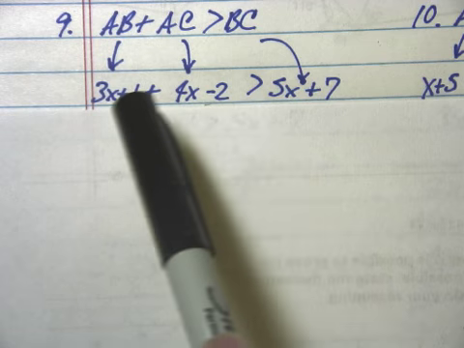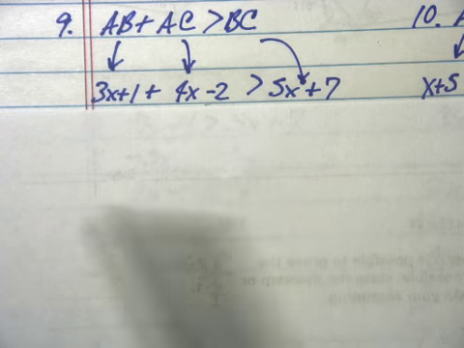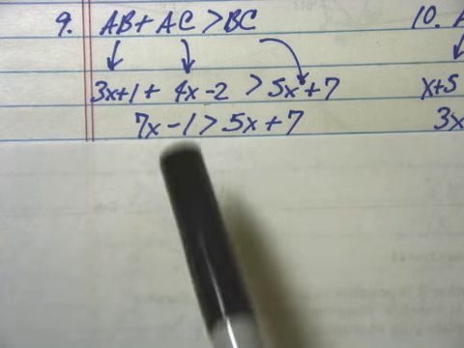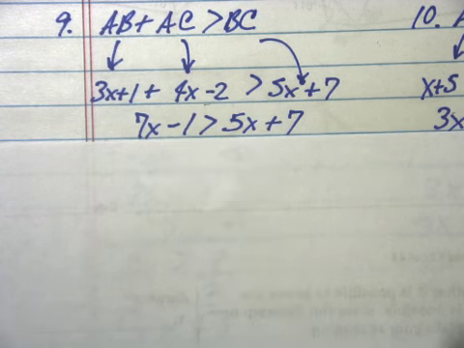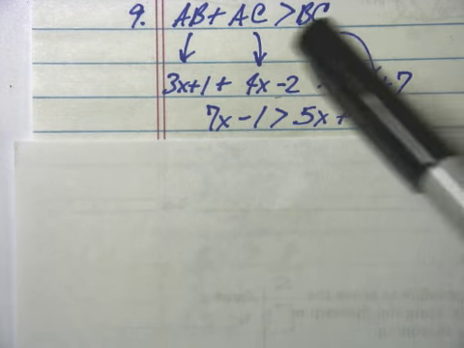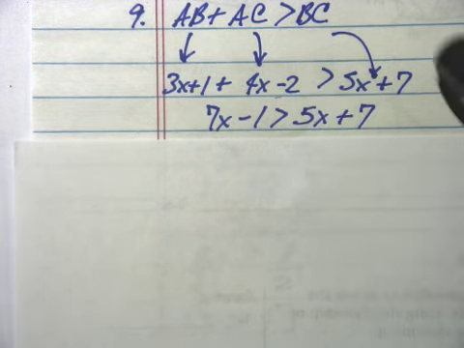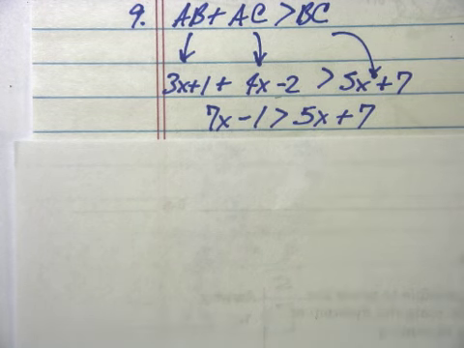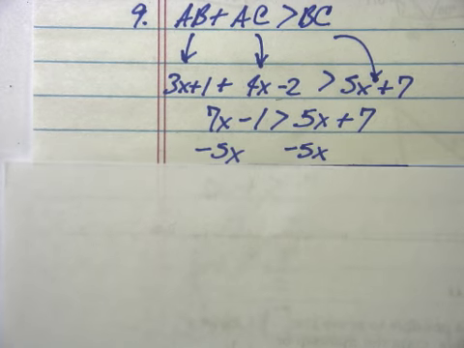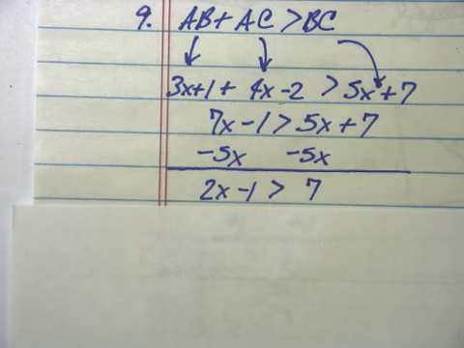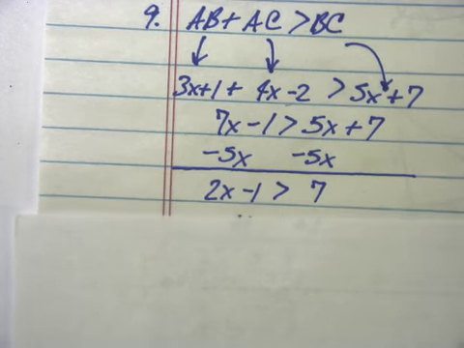And then if you notice on this side of the equation, I could just do some simple algebra and combine like terms. 3x plus 4x is 7x, positive 1 and negative 2 is going to give me negative 1. So I have 7x minus 1 is greater than, and this stays the same on this side. And now I have an algebraic equation with variables on both sides of the equation. So what I'm going to do here is subtract 5x from both sides. That's going to give me 2x minus 1 is greater than 7.